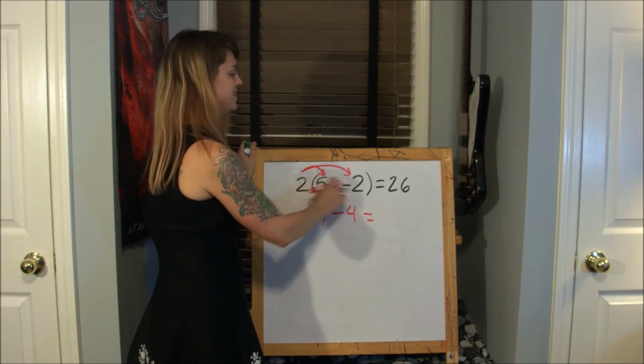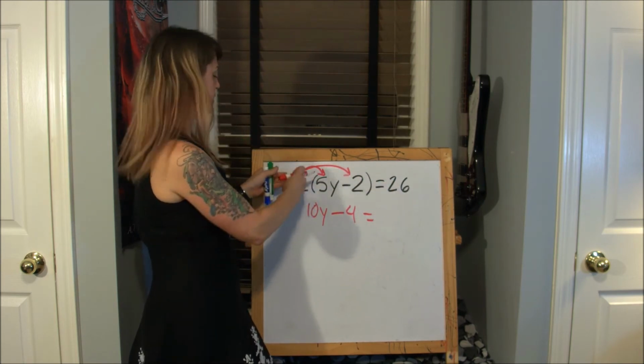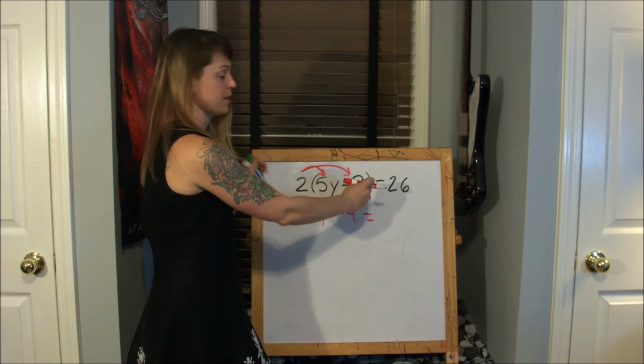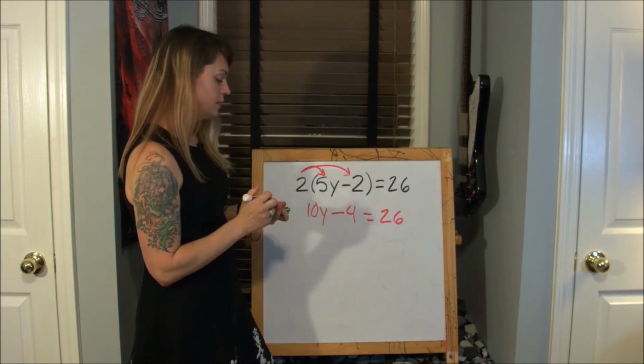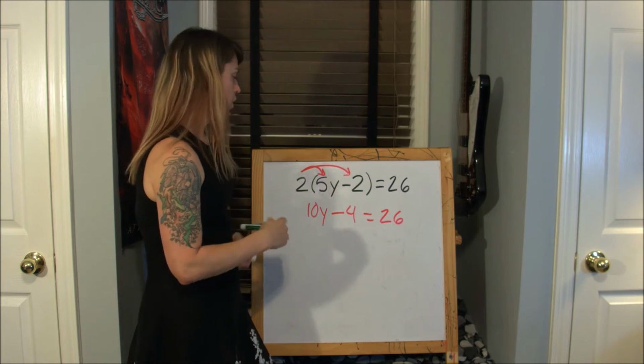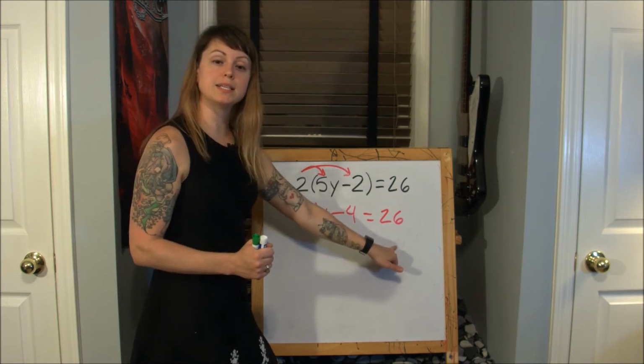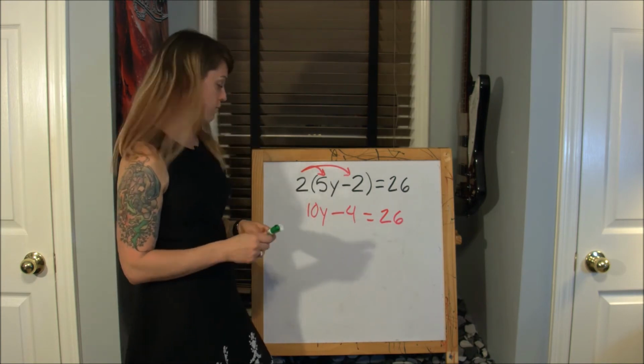Now, this 2 does not multiply to that 26. It stops wherever the parenthesis stops. I'm just going to bring down this 26 right here. Now, this is just a two-step equation, which means I need to move my constant and then divide by that coefficient in front of y.